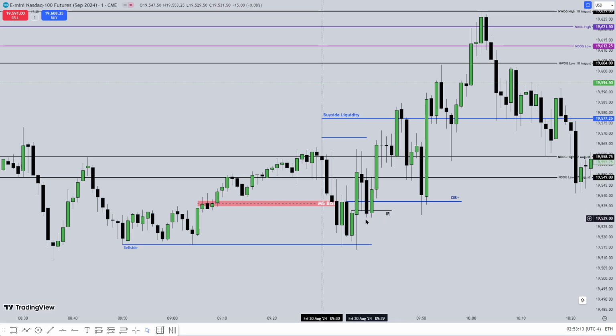I had this entry here, and I waited. See how it supported me here, and attacked the buy side liquidity. That's how you trade, bro. This is your A plus setup.